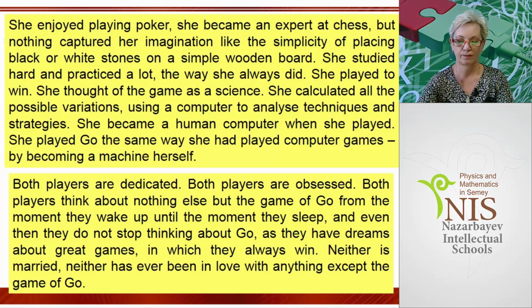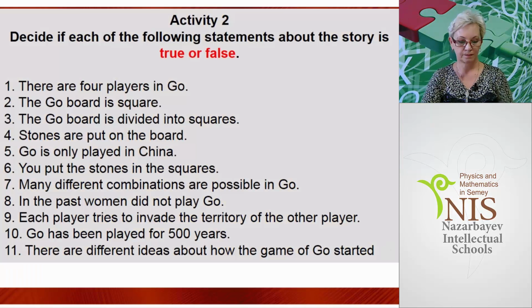Both players are dedicated. Both players are obsessed. Both players think about nothing else but the game of Go from the moment they wake up until the moment they sleep. And even then they do not stop thinking about Go, as they have dreams about great games in which they always win. Neither is married. Neither has ever been in love with anything except the game of Go. "When I was your age, it would have been impossible for us to play together," he says to her. They speak very little during the game.